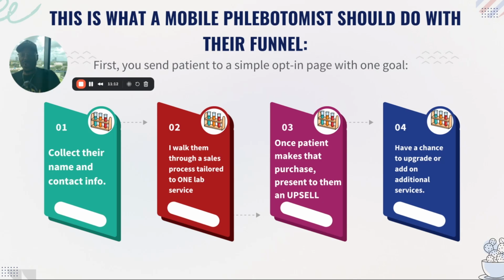So now they go through the journey. You collect their information. You offer that one lab test, and you upsell them to a specific thing. You can even downsell them, because if they can't afford that one price that's an upsell, you can downsell them, but you still close a sale. So you had that chance to create this funnel, to have this patient go through this journey with you for your mobile phlebotomy business, okay?